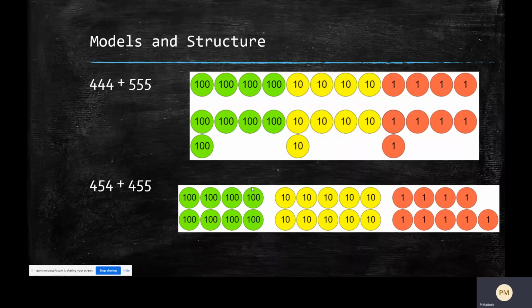And part of becoming fluent with addition of numbers with multiple place value columns is actually starting to recognize that and saying, okay, well, I can see why that's a useful thing here and potentially is not so important here.